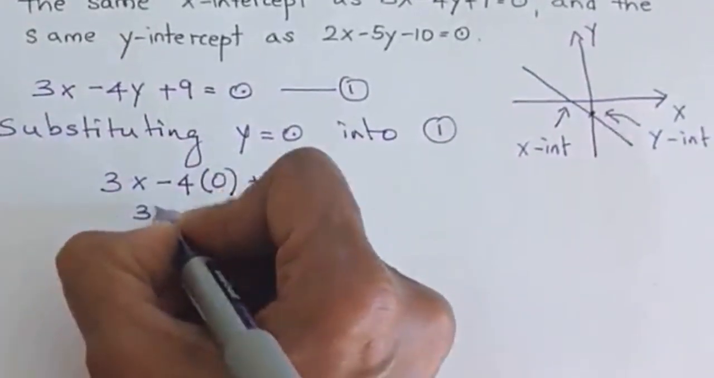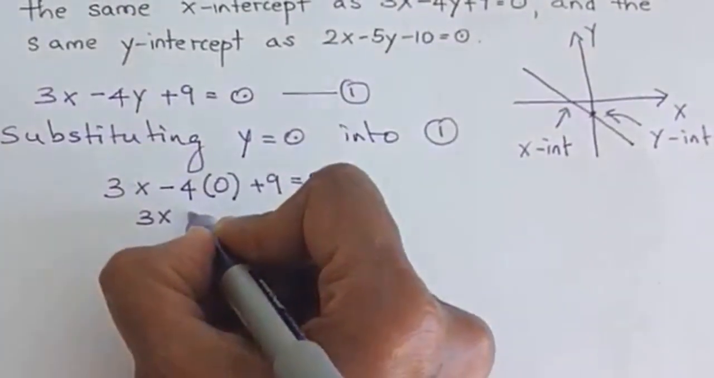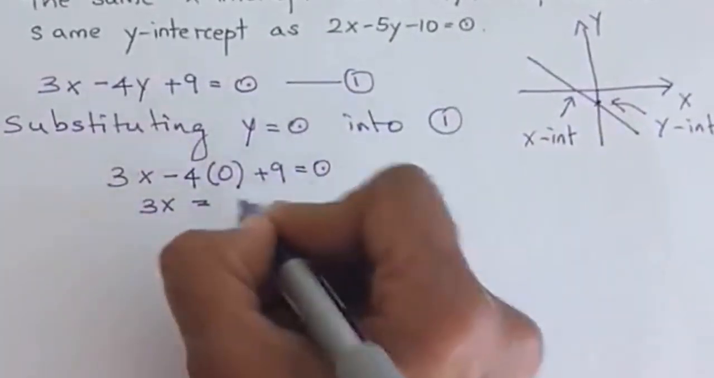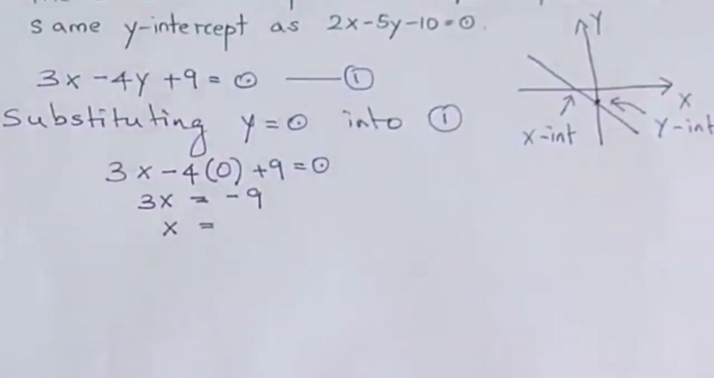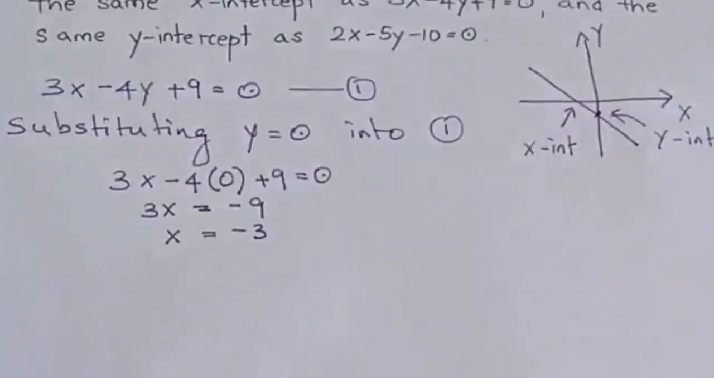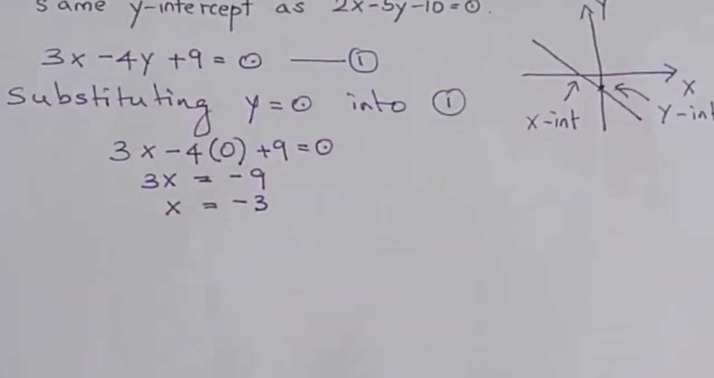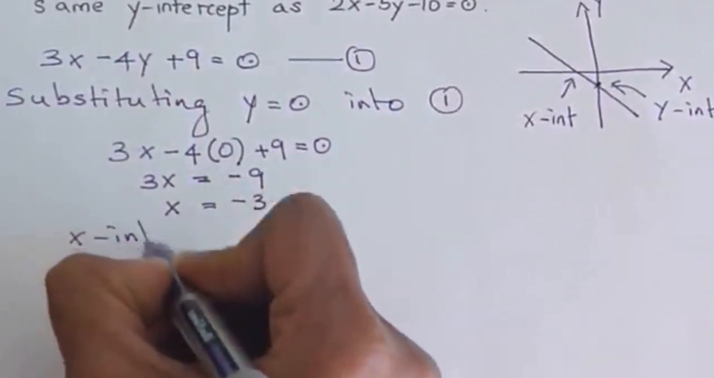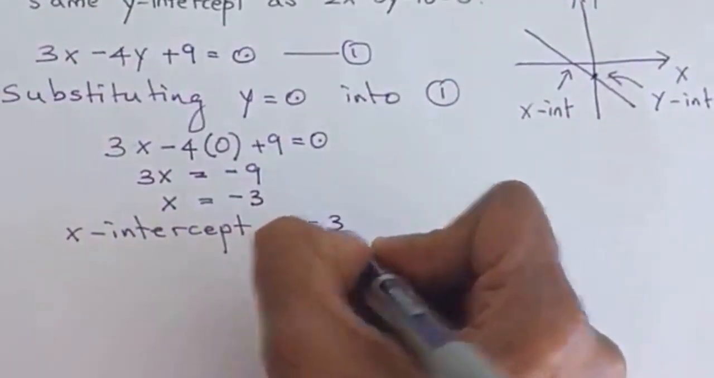I'm going to have to isolate x because I'm trying to find what x is. 3x is equal to 0, so that's gone, and the 9, when I move it to the other side, becomes negative 9. To isolate x, I divide both sides by 3, which gives me negative 3 for x. So we found the x-intercept of the new equation that we have to find. The x-intercept is negative 3.